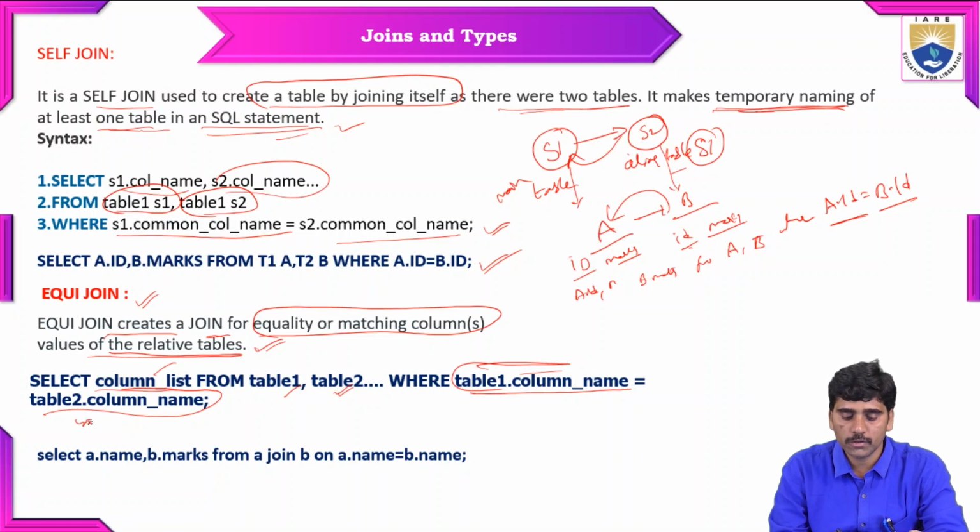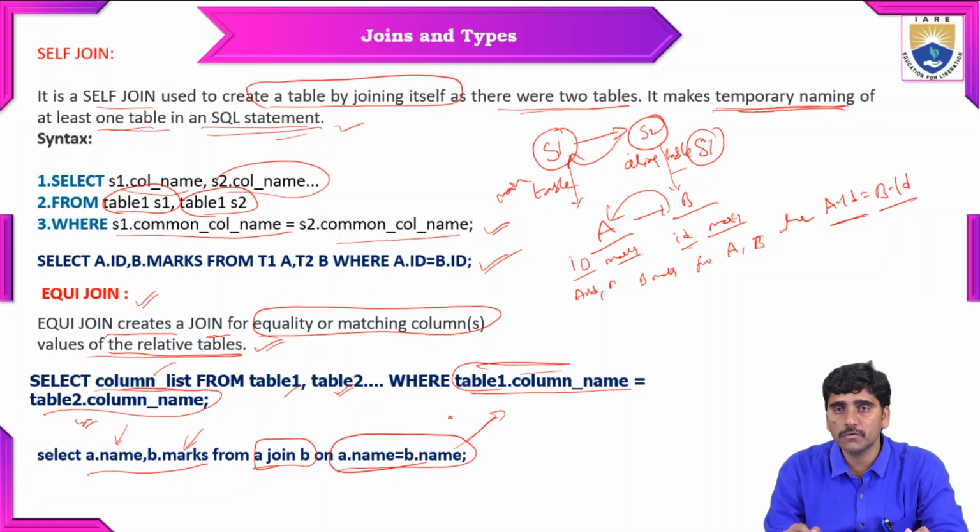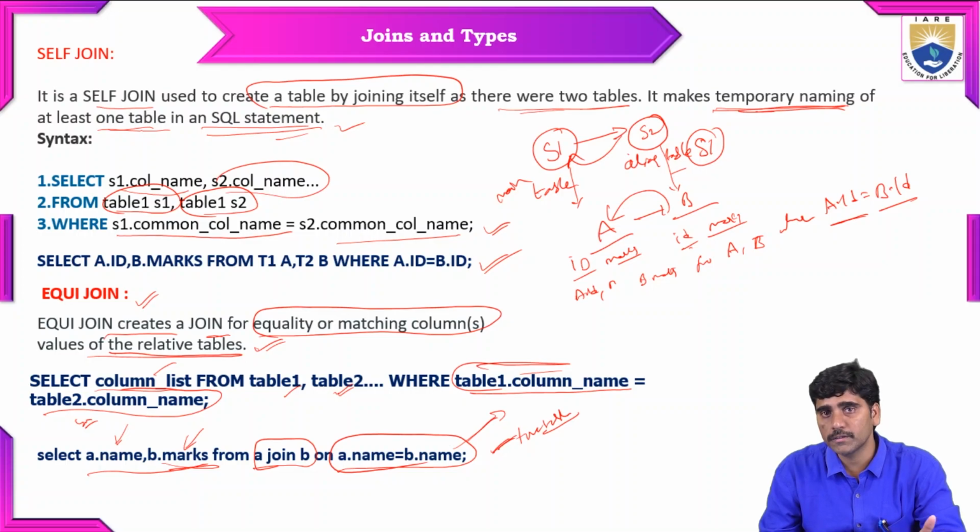So here the example is: select A.name, B.marks, the name from table A and marks from table B, from A join B on the condition A.name equals B.name. The matching name columns are joined together and it displays the values from those two tables. So that is nothing but equi-join. So this is all about performing join operations.